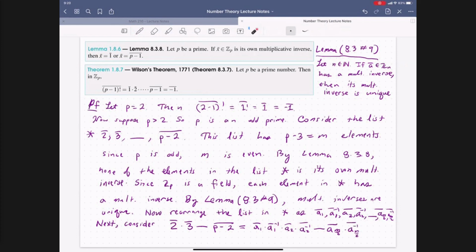But each of these is 1. A1 times A1 inverse, 1. A2 times A2 inverse, 1. A sub m over 2 times its inverse, 1. So the whole product is 1. So we have 1 bar.